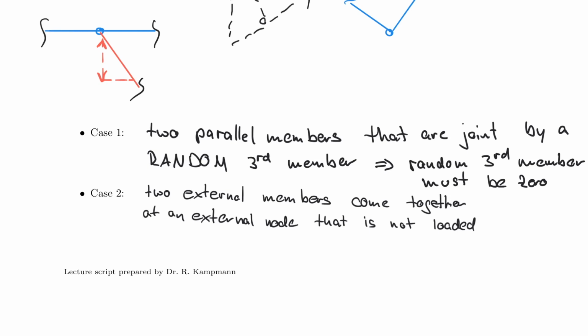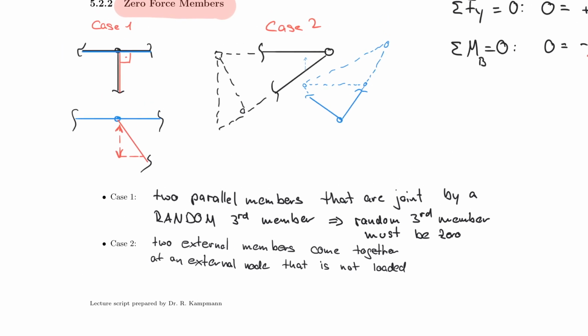So those are my 2 cases, right? I have first the case number 1, which was discussed up here. Let's look at that again. So the case number 1 is 2 parallel members that are joined by a random third one. And case number 2 is any external 2 members that come together at one joint. And please note the word 2 here. So in fact, let's maybe highlight it. So here the word 2 is important, and external node, and not loaded.